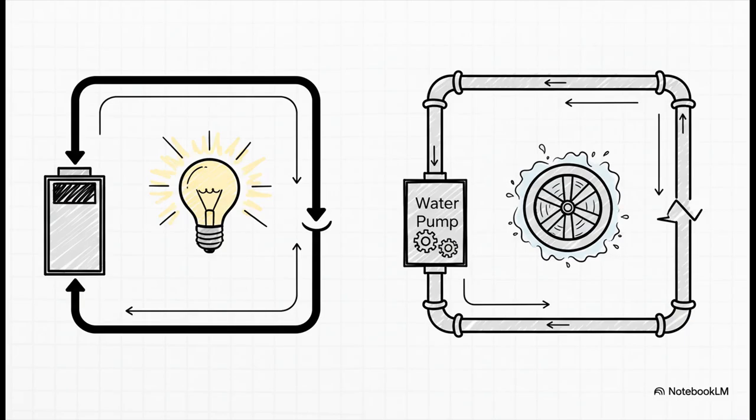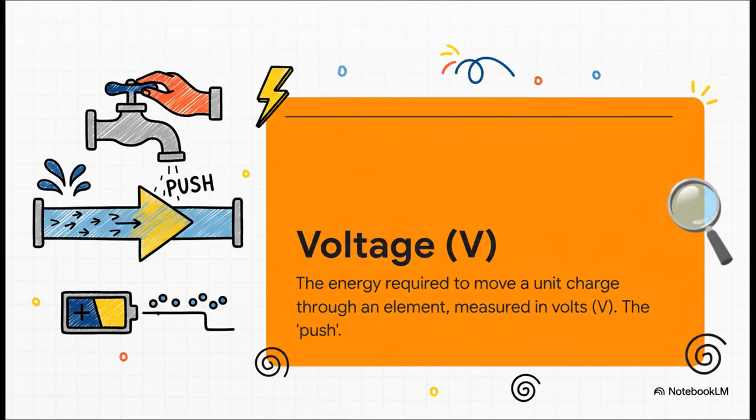Seriously. And to make this super easy to picture, we're going to use a really simple analogy. Just imagine that our electric circuit is nothing more than a system of water pipes. Trust me, this little mental model is going to make everything just click. Okay, first up is character number one, voltage. Let's call it the push. In our water pipe system, voltage is basically the water pressure. It's the force that's pushing the water and getting it to move in the first place. It's simple, right? No pressure, no flow.